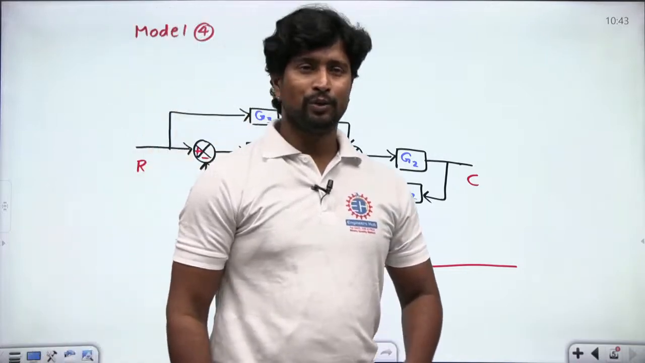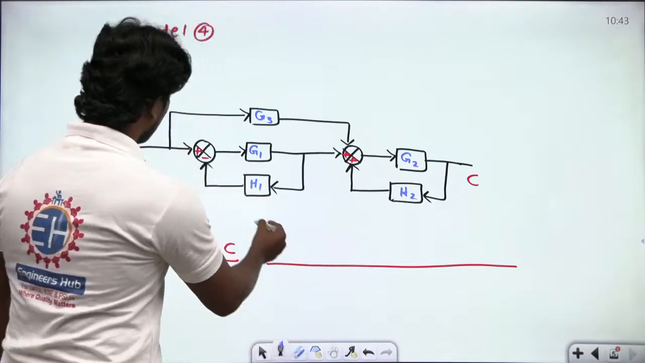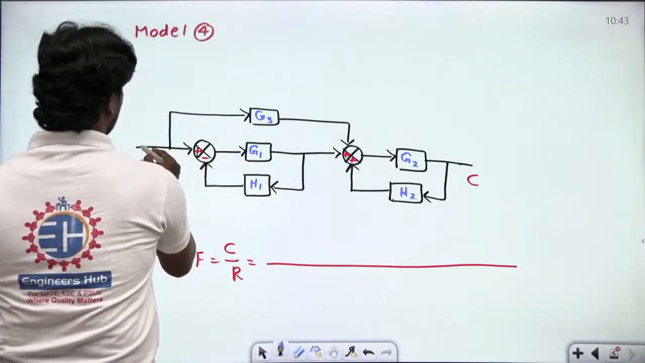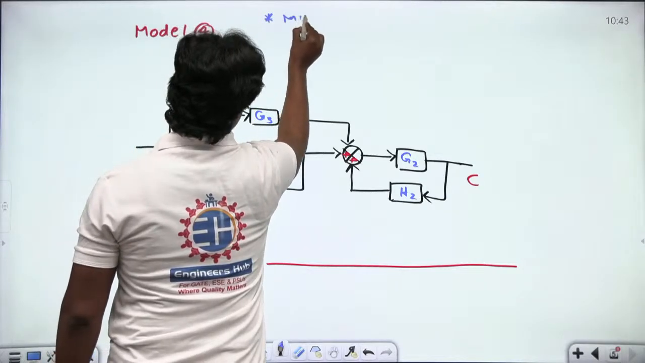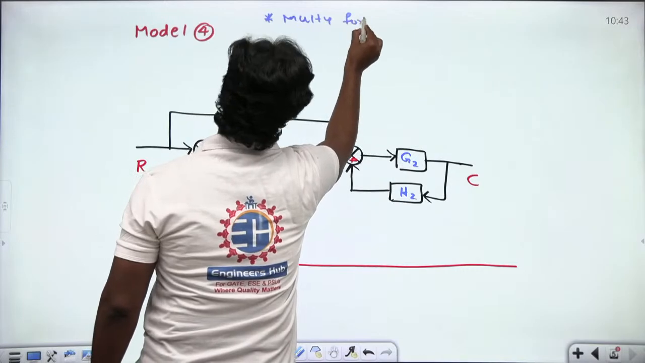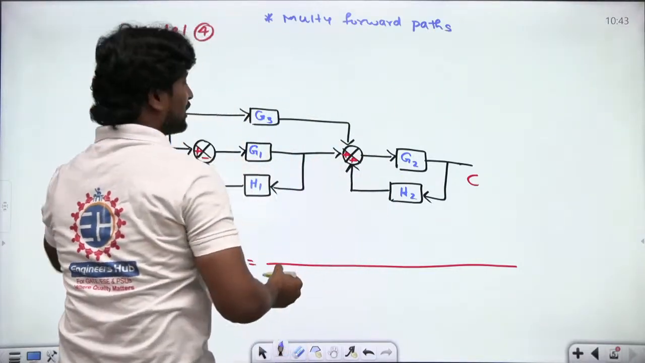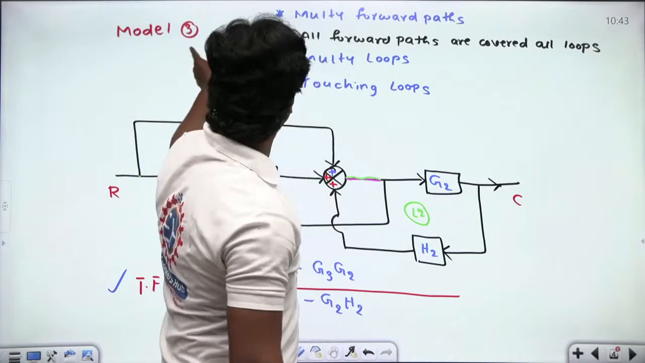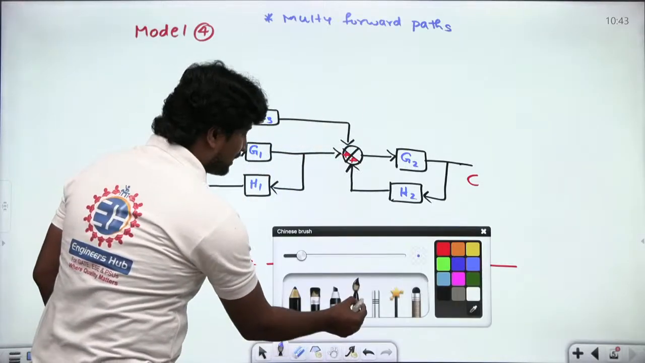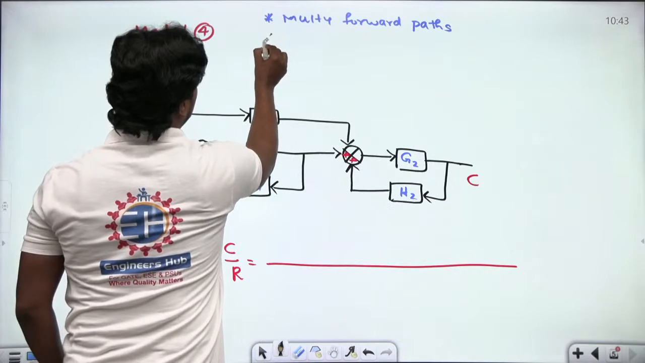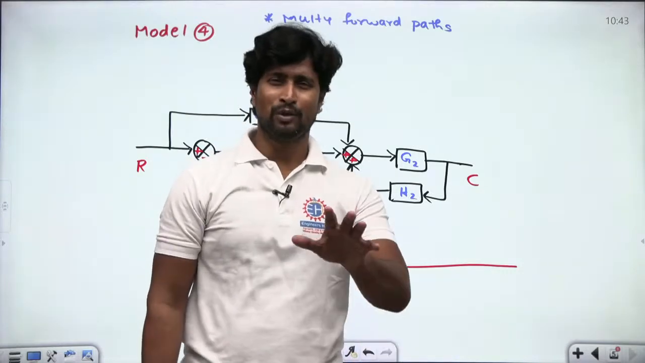Right? First, we need to discuss the synopsis. Guys, observe carefully. How many forward paths are here? G1, G2 is one forward path, and G3, G2 is one forward path. So multi forward paths. It's routine. Already we are the masters. How to handle multi forward paths, I clearly introduced in model number 3. There is no difference. In model number 3, the first point is multi forward paths. The second point is the different point here. Model number 3 and model number 4 differ only at the second point. Later we'll discuss it in some detail.